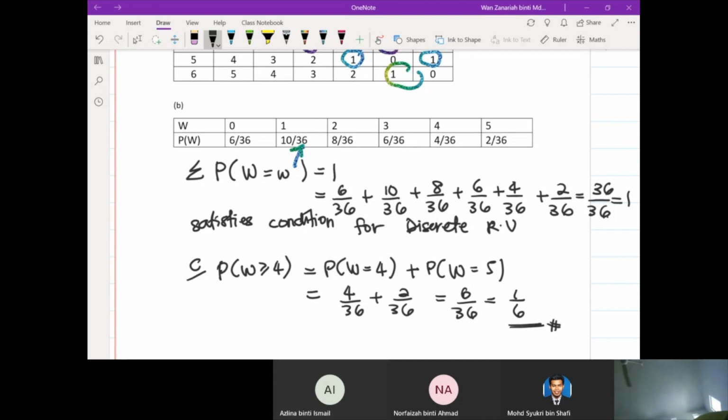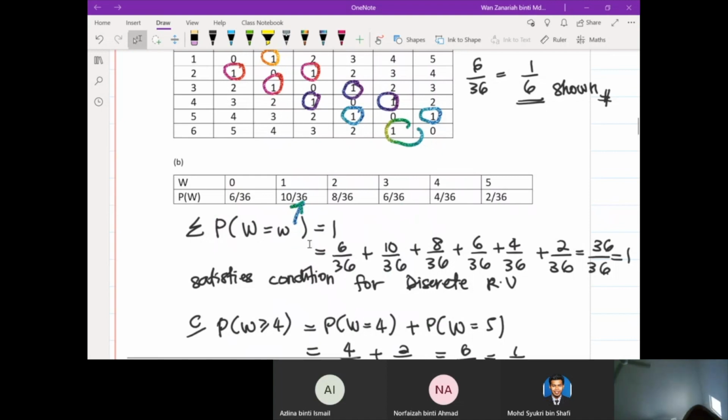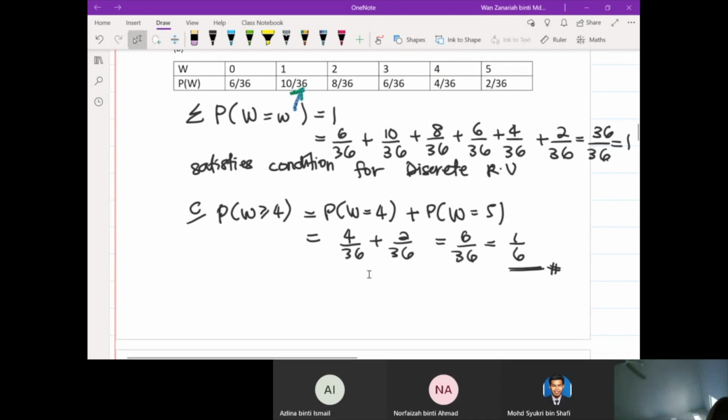Okay, we move on to question D. Find the mode of W. So we can see from the table here, the mode is the most frequent, the highest probability. So the highest probability is 10 over 36, when the value of W is 1. So the mode is 1.